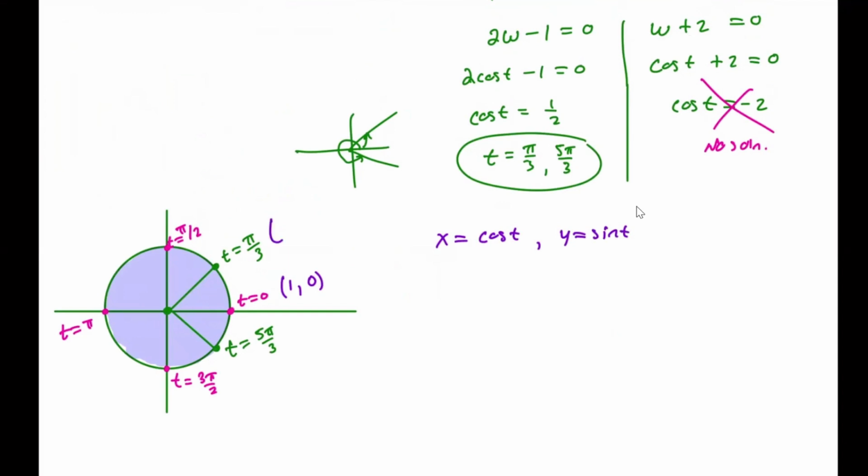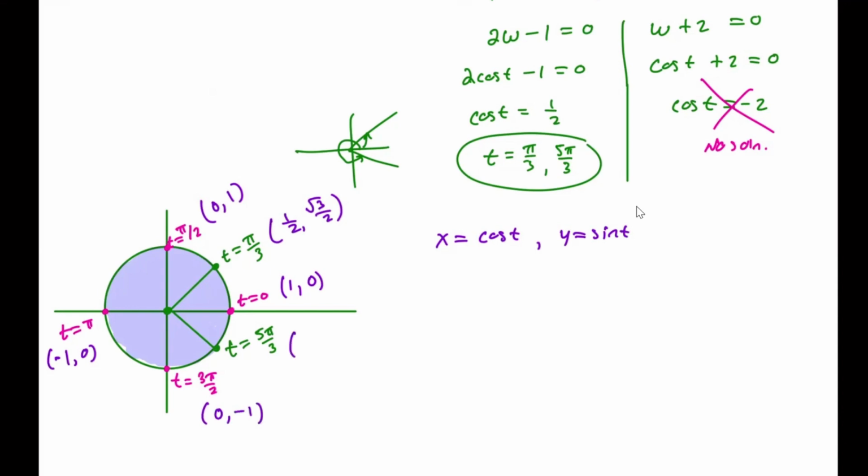And for this one, cosine of pi over 3, we know that's going to be 1/2. Sine of pi over 3, that's square root of 3 over 2. And at this point, cosine of pi over 2 is 0. Sine is 1. And at pi, we have x is -1, y is 0. At 3 pi over 2, x is 0, y is -1.